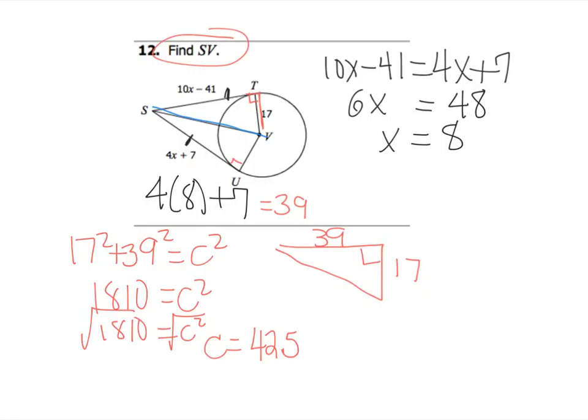Alrighty, so here's the math. We find out that c is equal to 42.5. So what does that mean? It said to find SV. So SV is equal to 42.5.